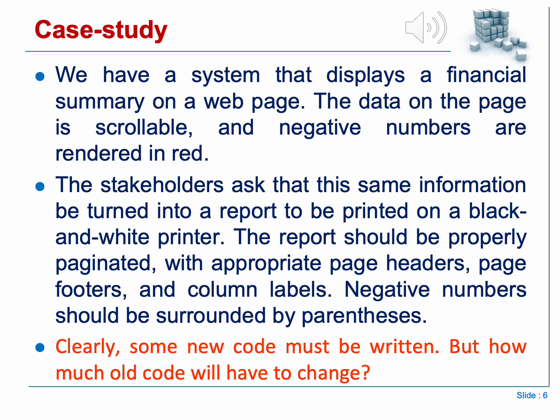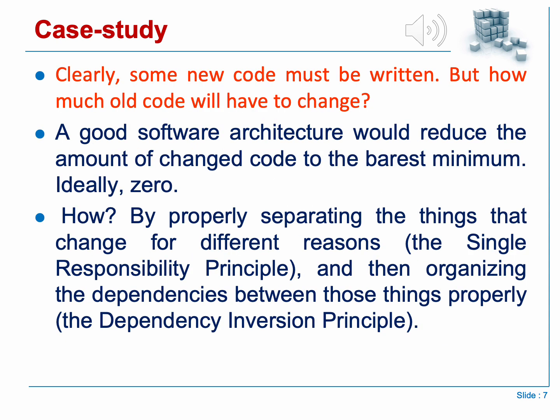Clearly, some new code must be written. But how much old code will have to change? A good software architecture would reduce the amount of changed code to the barest minimum. Ideally, zero. How? By properly separating the things that change for different reasons, the single responsibility principle, and then organizing the dependencies between those things properly, the dependency inversion principle.